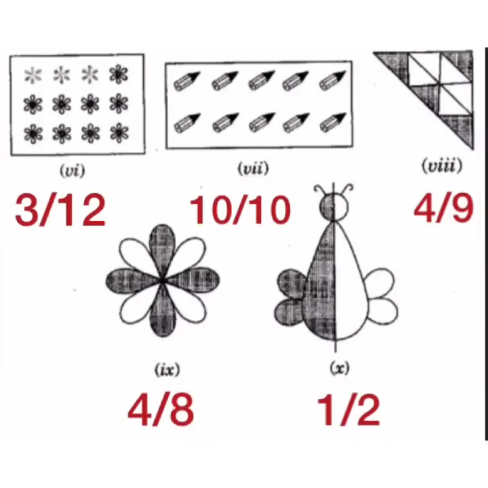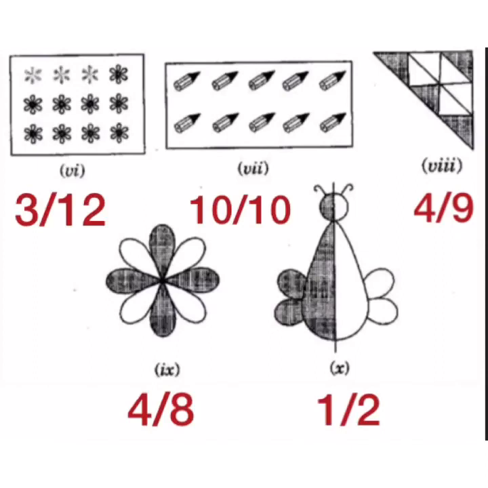Children, here you can see 12 flowers are there and among these 12 flowers 3 are shaded. So how we will represent it? Yes, 3 by 12. Now next one, here you can see that 10 pencils are there and all the 10 pencils are shaded. So how we will represent?